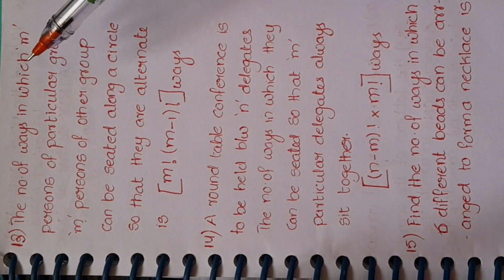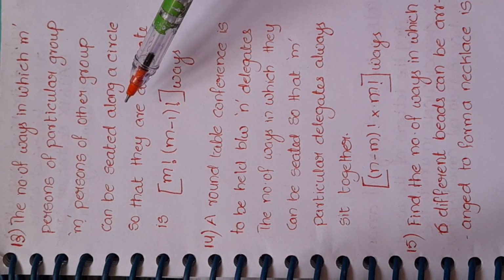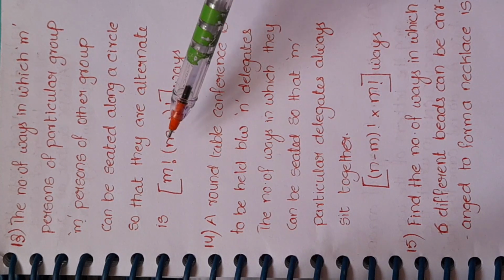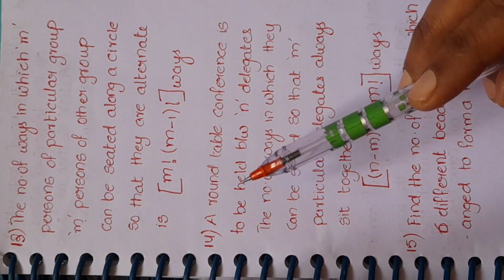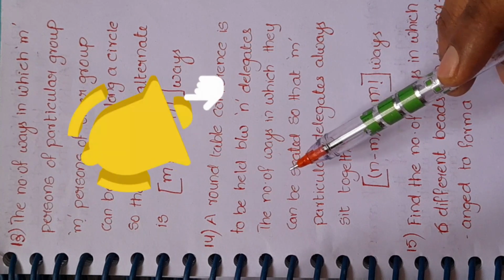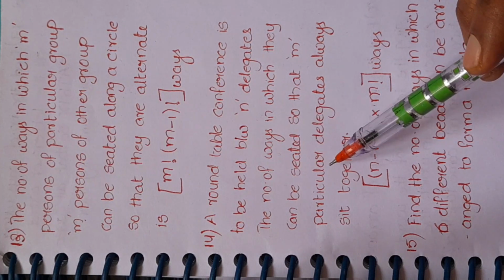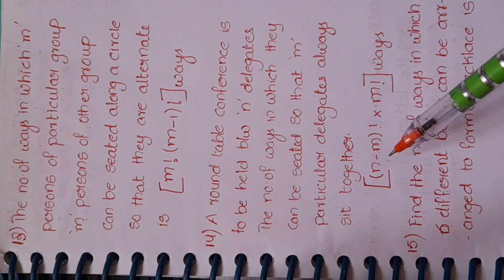13th one, the number of ways in which m persons of a particular group, m persons of other group can be seated along a circle so that they are alternate is m factorial into m minus 1 factorial ways. 14th one, a round table conference is to be held between n delegates. The number of ways in which they can be seated so that m particular delegates always sit together is n minus m factorial into m factorial ways.